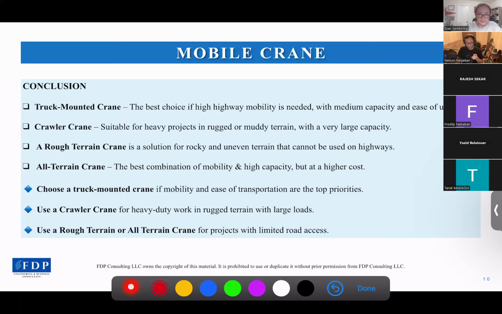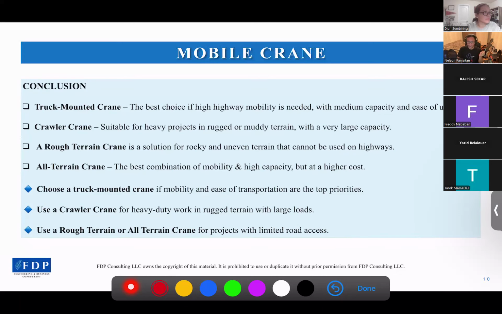Crawler crane is suitable for heavy projects in rock or muddy terrain, but always do a ground bearing pressure study before and do treatment if required. Rough terrain crane is a solution for rocky and uneven terrain that cannot be used on highways. And if you need flexibility in lifting operation, you can rely on this crane.